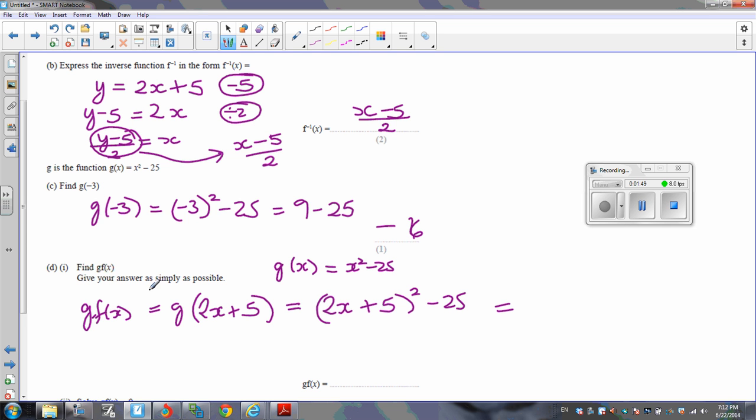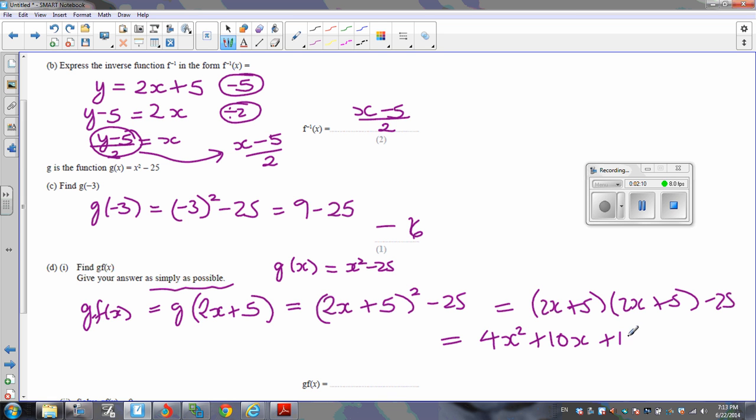Now they ask us to simplify as much as possible. So if I remove the bracket, I've got 2x plus 5 times another 2x plus 5. And I'm going to write the minus 25. Now if I remove the brackets here, 2x times 2x, well that's 4x squared, plus these two multiplied together, 10x, plus the inside ones, that's another 10x, plus 25, but then it's also minus 25. Now those two are going to cancel each other out, so we're left with 4x squared plus 20x.